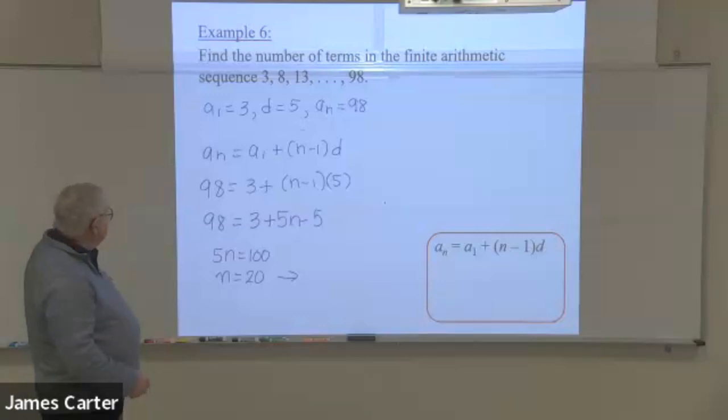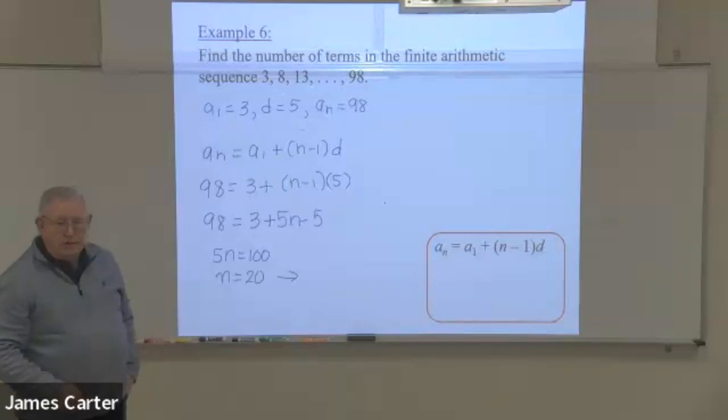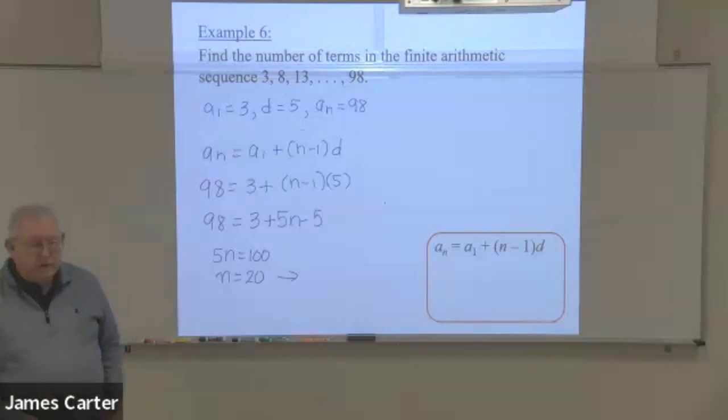Now we have everything that we know. We now know that that is the 20th term. And we could prove it going the other direction now if we wanted to.